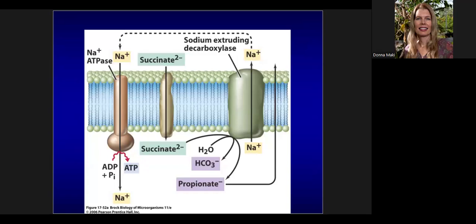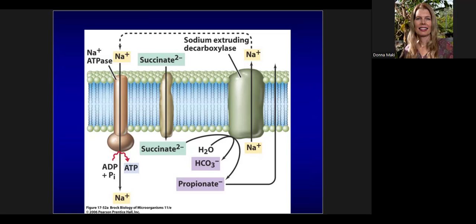So that's when they hunted and found this idea that there are protons getting pumped across the membrane. Here in this case, they're showing a sodium extruding decarboxylase, but this is your sodium pump. Basically, here's your succinate mixed with water, and they're linking this. This reaction of succinate to propionate provides enough free energy to pump a sodium. And if you do that enough times, you get a sodium gradient, which then allows, when the sodium starts to diffuse back across this very special sodium ATPase, you end up making ATP.